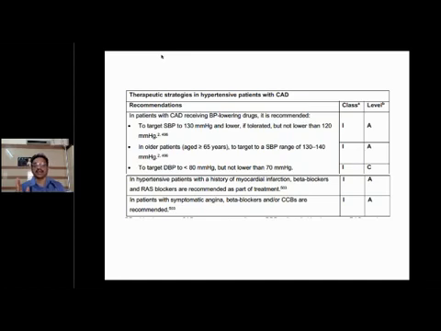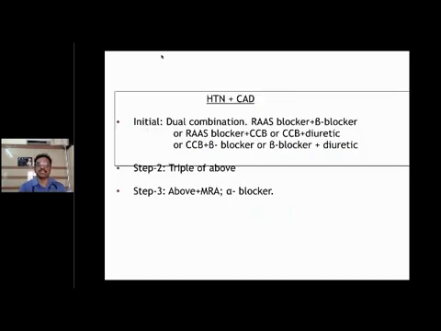In older patients, those who are greater than 65 years of age, target a systolic blood pressure range of 130 to 140, so that there you can slightly be lenient. Again, in a hypertensive patient with history of MI, beta blockers and RAS blockers are recommended as part of treatment. So these are the two integral parts of treatment. And in patients with symptomatic angina, beta blockers and calcium channel blockers are class 1A evidence. So hypertension and CAD: dual RAS plus beta blocker or RAS plus CCB, step 2 triple of the above, and step 3 the above 3 drugs, calcium channel blocker, beta blocker and RAS, plus MRA has to be given.